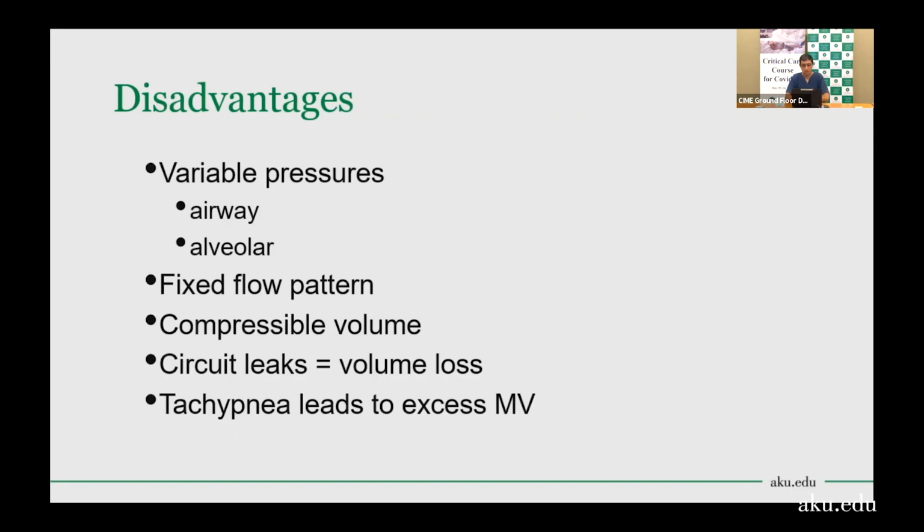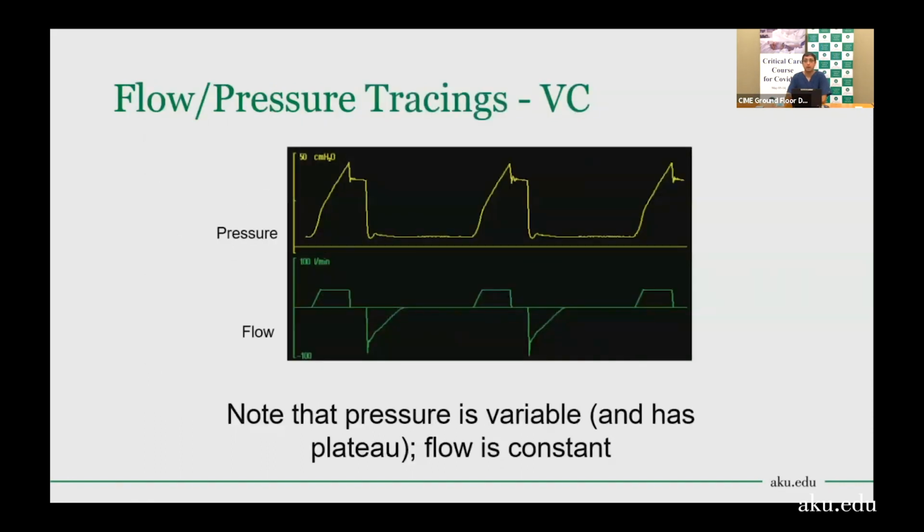So what does all this mean? Well, variable pressure means that if you deliver a tidal volume of 500 ml, it will deliver the tidal volume of 500 ml, but the airway pressures are going to be variable. For example, with the flow tracing, the pressure is variable with each breath, whereas the flow is consistent, and the flow pattern, that's a square wave, is quite consistent. What you will see in volume control is a plateau, which is not seen in pressure control ventilation. But with each breath, the airway pressures will be variable.